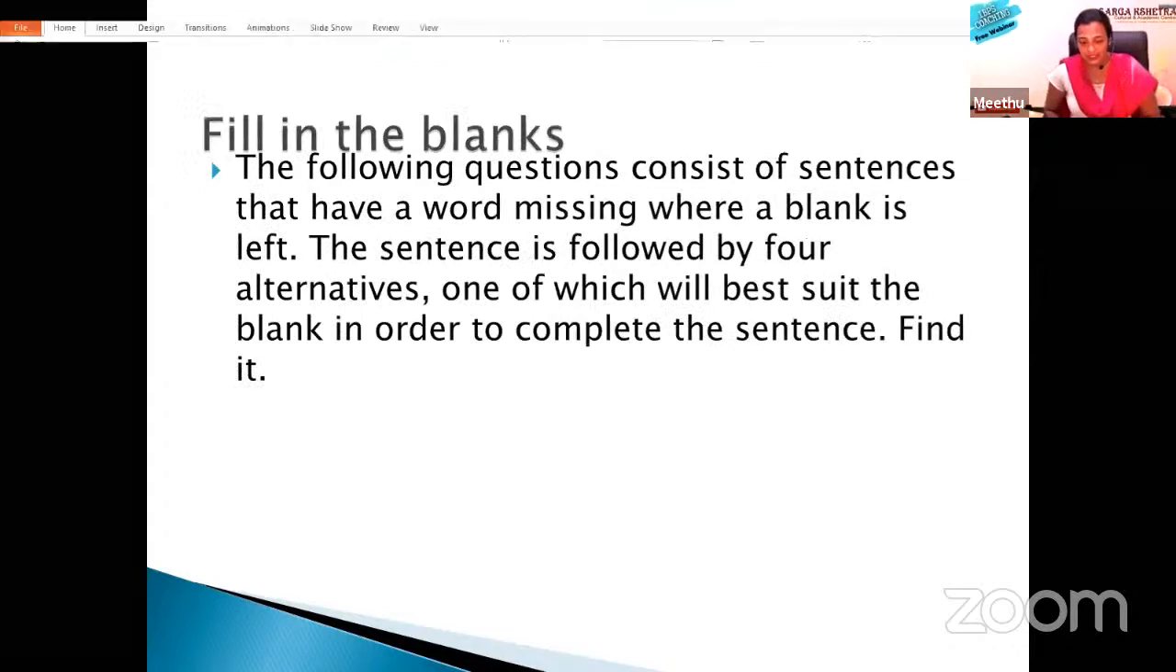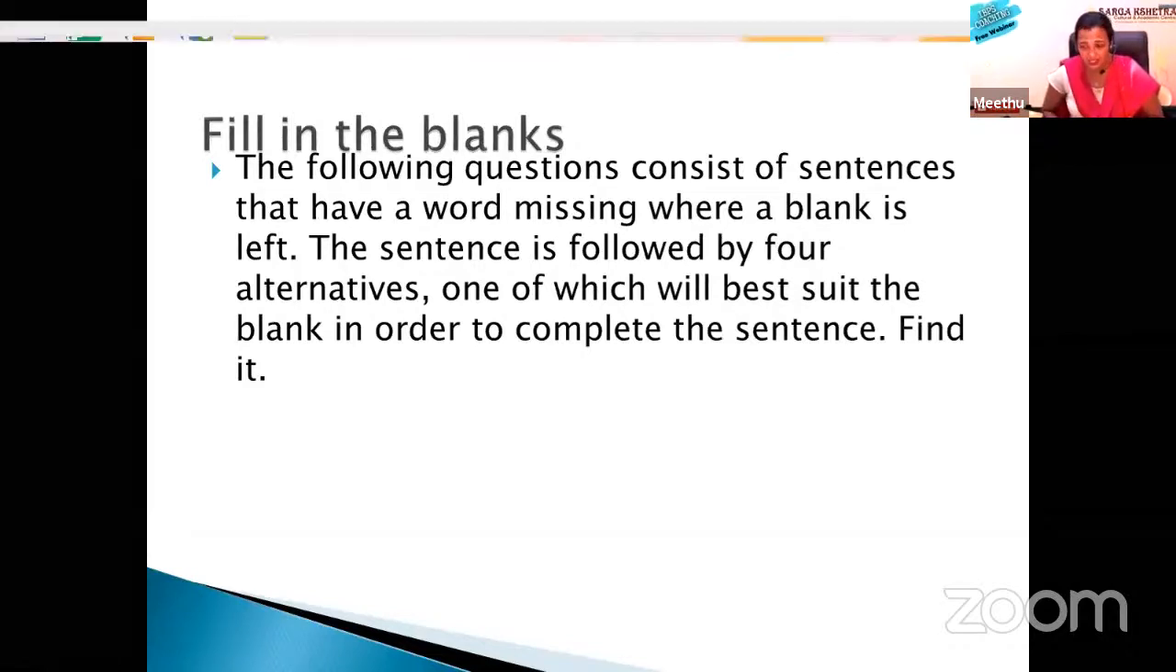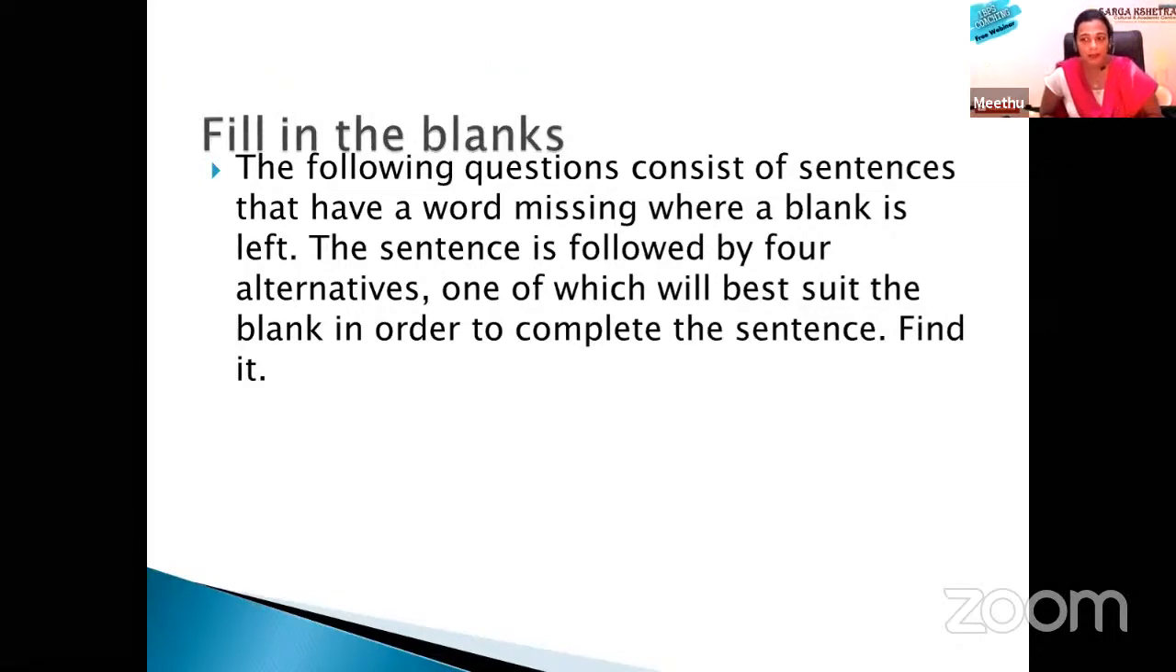Okay, we have completed the first pattern, that is spotting the errors. Moving on to the next pattern, that is fill in the blanks. Just read the directions properly. The following questions consist of sentences that have a word missing where a blank is left. Obviously, fill in the blanks. The sentence is followed by 4 alternatives, one of which will best suit the blank in order to complete the sentence. Fine, it is very simple. Fill in the blanks as it is.